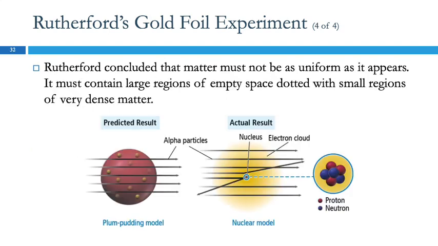So he developed a new model. So from this, he decided that matter must not be as uniform as it appears. Because what was predicted, that these little particles would just pass straight through. But what happened is most of them went straight through, but some of them bounced back. So there must be something in there that's really, really dense. And if your particle hits that, it bounces back. Anywhere else, it'll go straight through.